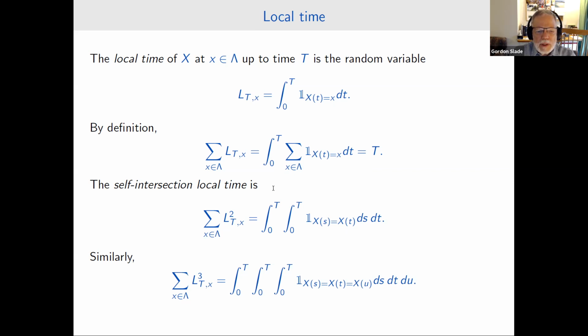The second random variable that's important is the L2 norm squared, the so-called self-intersection local time. If you do this maneuver with L squared, you write two integrals, and then you can do the sum over x. You'll have an integral with respect to s and an integral with respect to t. When you do this sum over little x, you'll just end up requiring that the random walk be at the same place at times s and t. And so this is a measure of the time that the walk spends intersecting itself. Similarly, if I look at the L3 norm cubed, I'll have a triple integral of an indicator for the walk to be at the same location at time s, time t, and time u. So this is a measure of the amount of time that the walk spends in a triple intersection.